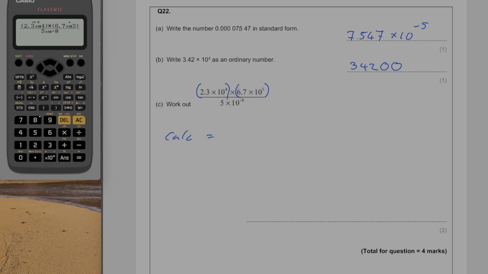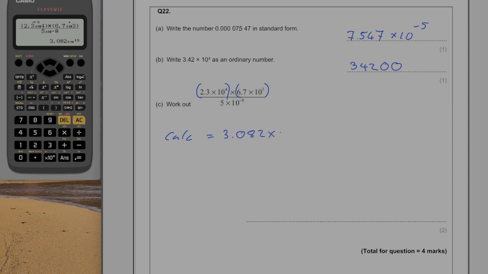Right, if we think about, let's say roughly 2 times by 3 is 14, divided by 5 is roughly 3. That would become 7. So I'm roughly looking at 3 times 10 to the 15, I think. Yeah, there we go. So 3.082 times 10 to the 15.